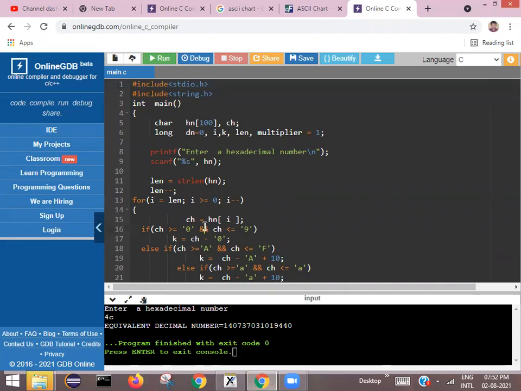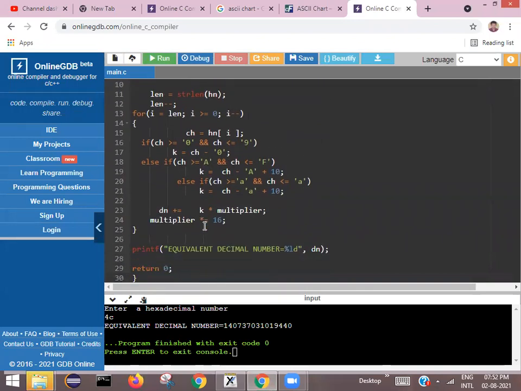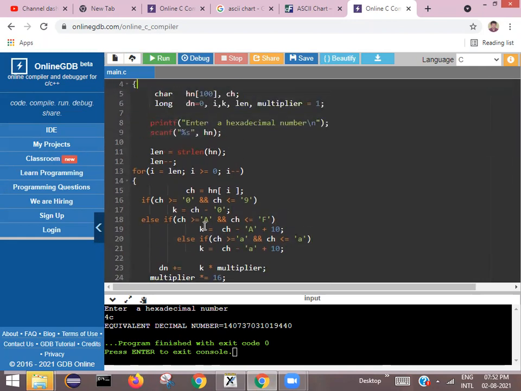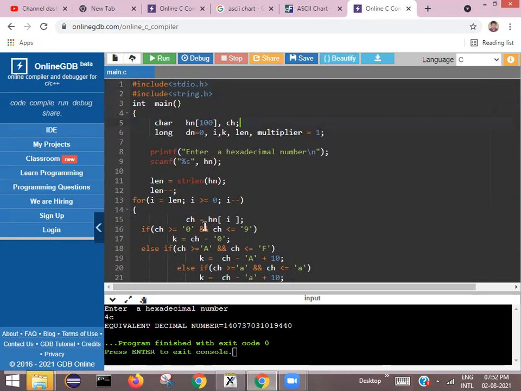So what I have used there, percentage LD comma DN. Okay, so what is happening? Just look into this. I declared DN initialized to 0. Then length also. I got length, minus minus I is equal to length, I greater than or equal to 0, I minus minus, CH I got here. It is this.